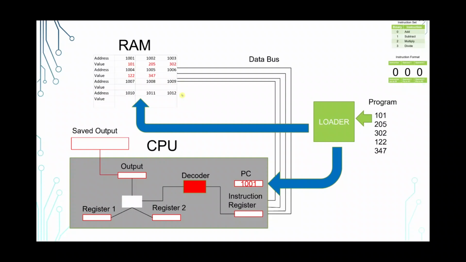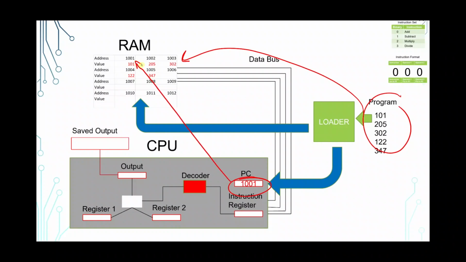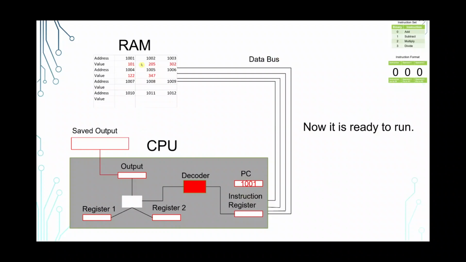Once you loaded the program into the RAM, you immediately put the address of the first instruction. So the address is 1001, which is basically this one. Immediately. This is the loading process. So now it's ready to run, right?